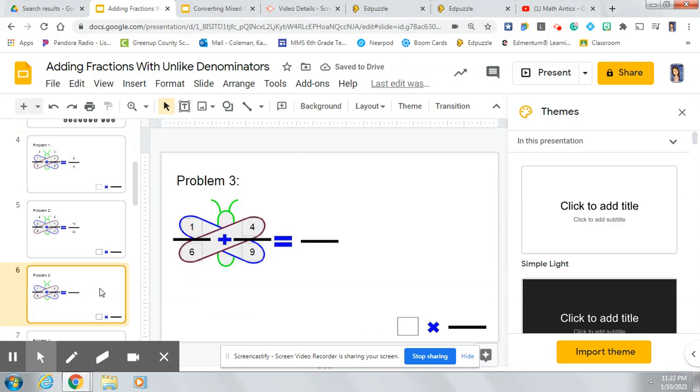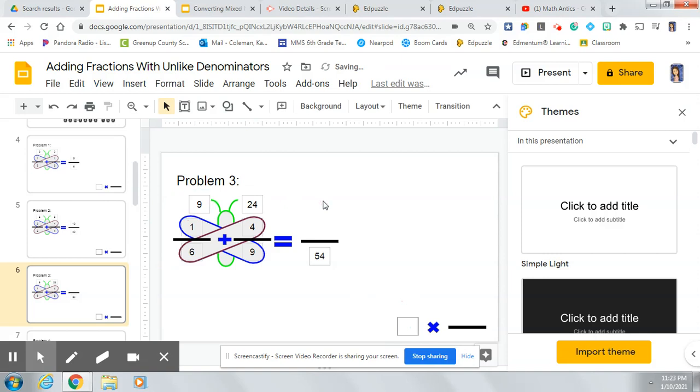Okay, last example, problem 3. We have to multiply our denominators together to get our denominator. So 6 times 9 would be 54. 54 is my denominator. For my numerator, I have to multiply my wings. So my purple wing, 6 times 4 is going to be 24. It's going to go above my purple wing. And 9 times 1 is my blue wing. 9 times 1 is 9. It's going to go above my blue wing.